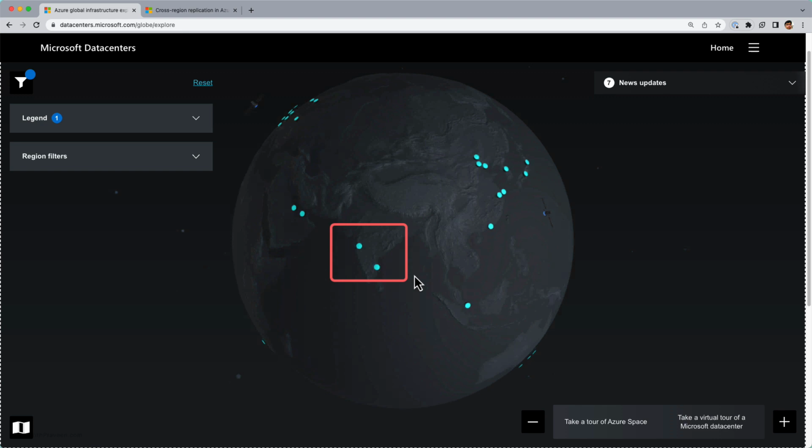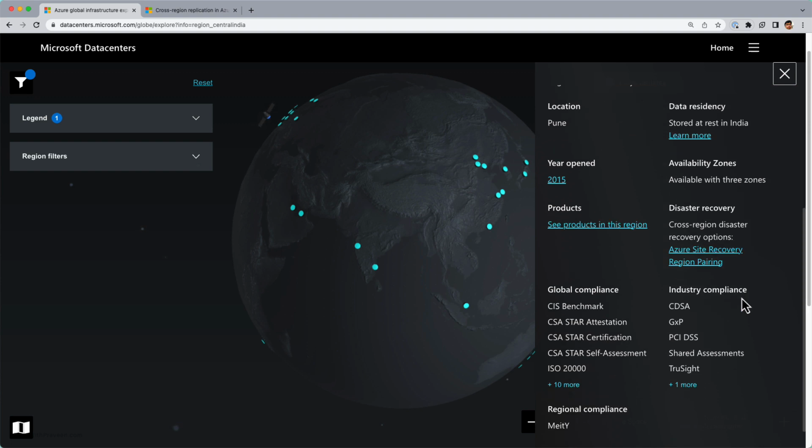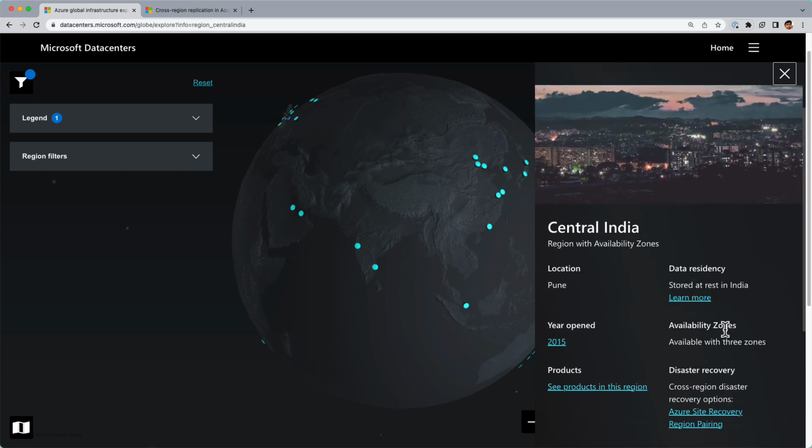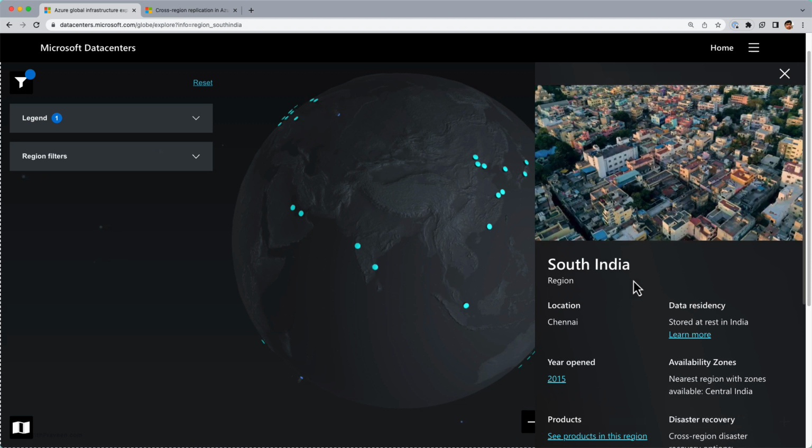If we take India, it shows two regions, South India and Central India. Selecting the Central India region shows the details about that specific region. You can get details about the location, the year it was opened, the product list, compliance levels, and so on. Similarly, we can see the details for the South India region.